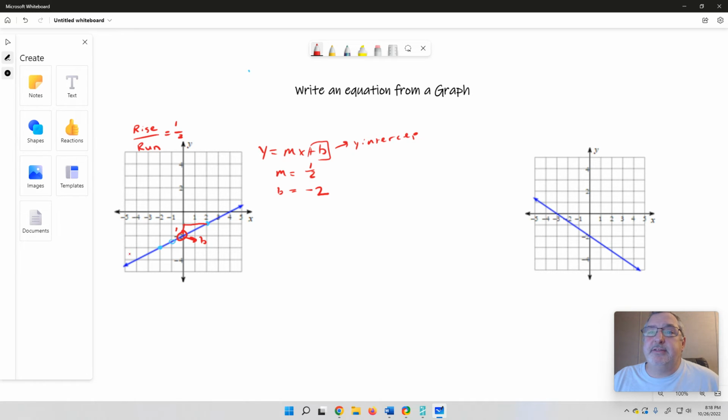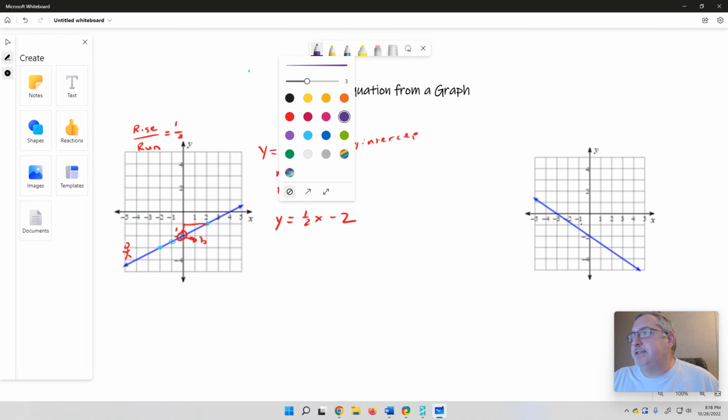Now, why is it positive? Because if I'm standing right here and I'm walking to the opposite side, it's always if I'm standing on the left and I walk to the opposite side, if I walk uphill, it's positive. If I walk downhill, it's negative. So this is positive 1/2. So then my equation is going to be y equals 1/2 x minus 2. Real simple.